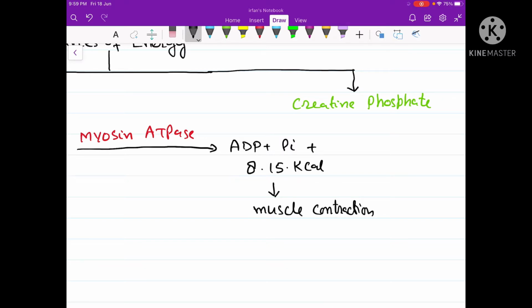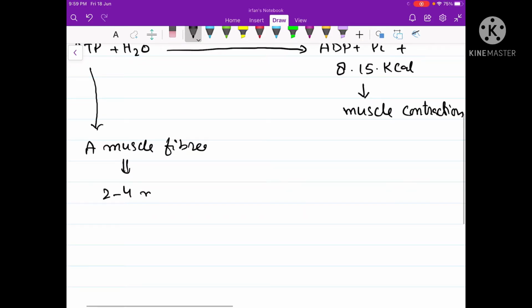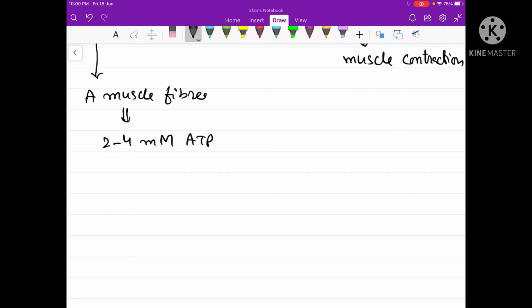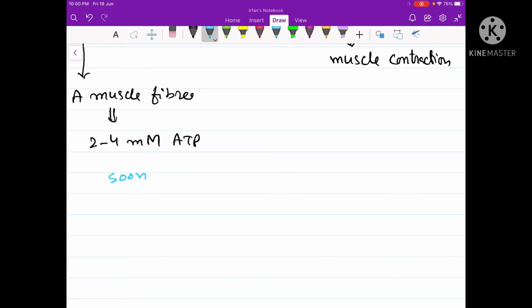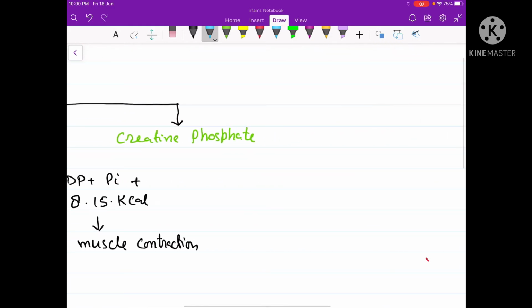Now the amount of ATP present in a muscle fiber is very small. For example, a muscle fiber has only some 2 to 4 millimoles of ATP. So this ATP gets hydrolyzed quite soon. Therefore, because the amount is less, it will be exhausted very soon. Therefore, the muscle resorts to its next source of energy for muscle contraction, that is creatine phosphate.